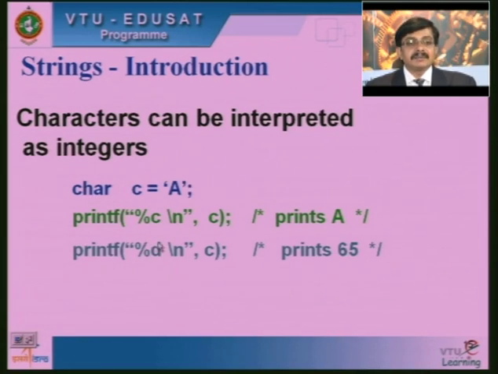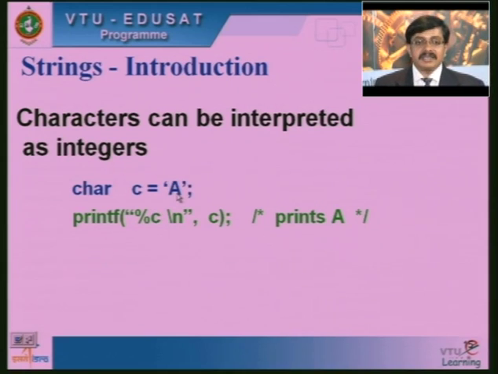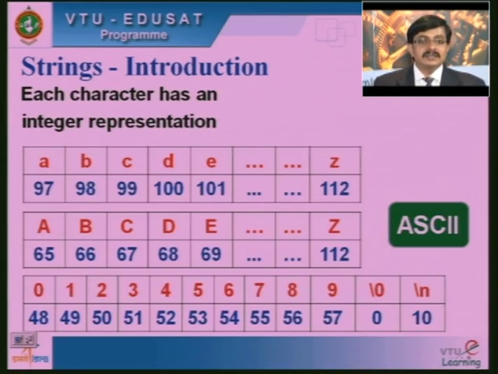Here I am using %d instead of %c. I am printing the integer value associated with the character. The variable c is holding capital A. What is the ASCII value of capital A? If you look at the previous table, the integer value for capital A is 65.